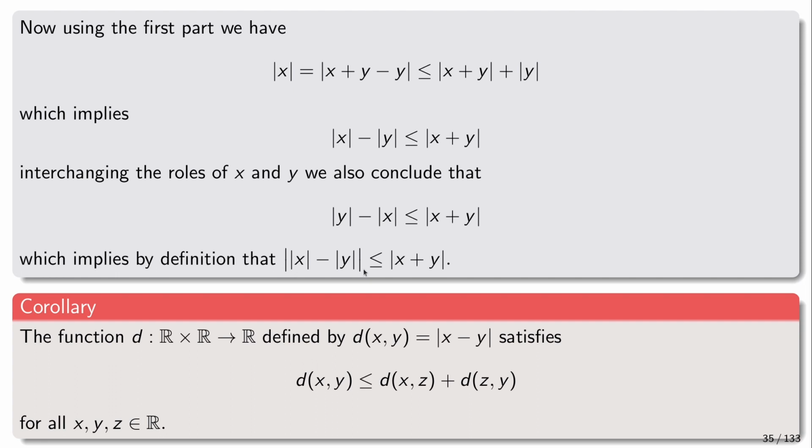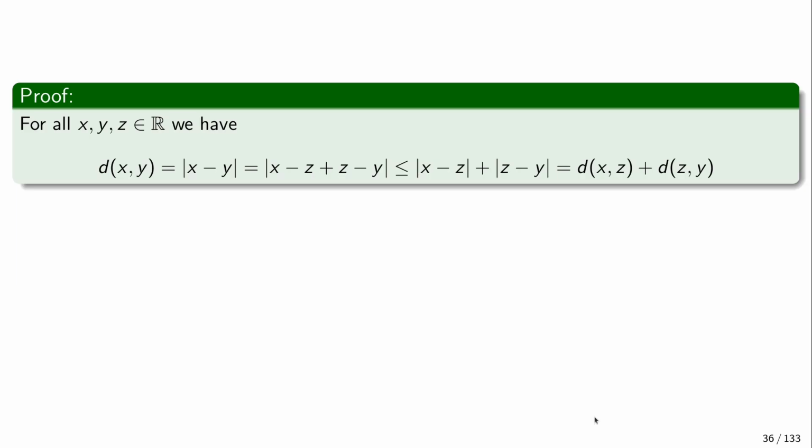Now we have this important corollary: if we look at the distance function that we have defined, then it satisfies the triangle inequality. It uses the inequality that we proved previously, the triangle inequality for the absolute value. Using it, this will be a straightforward demonstration for this function. So let's see how it's done.